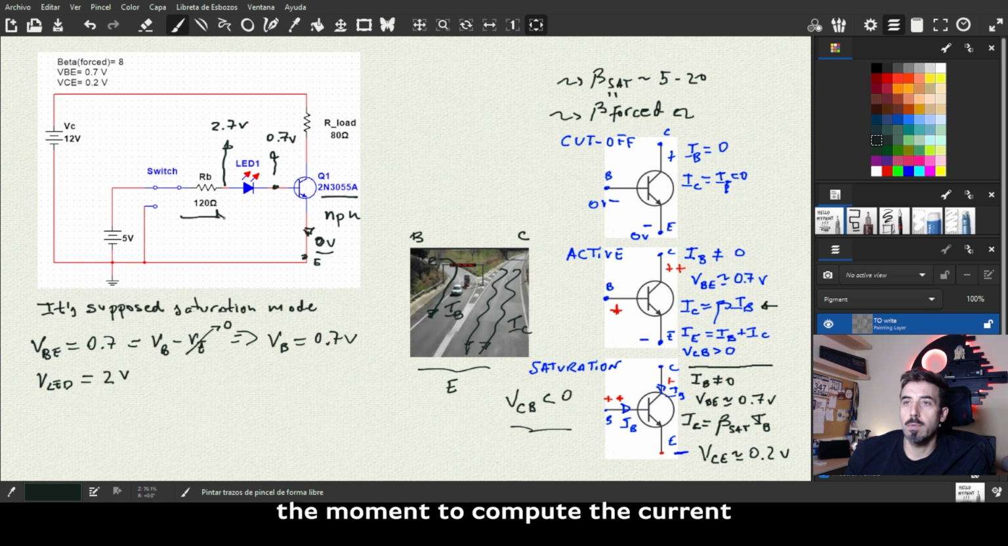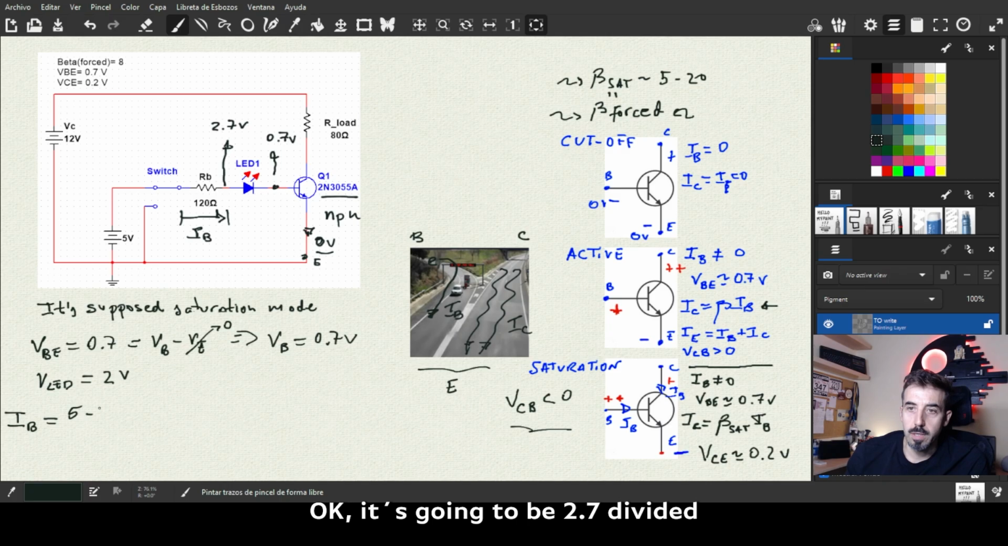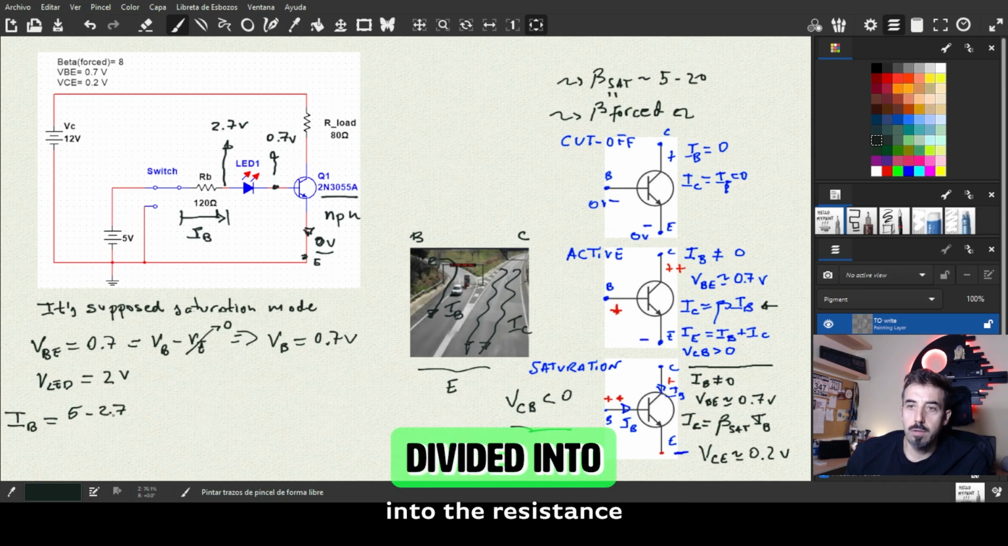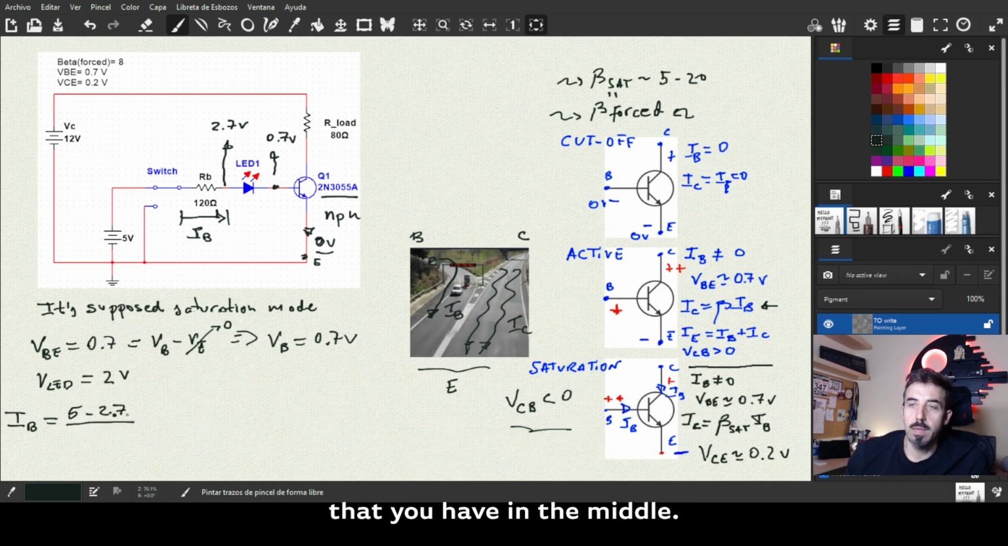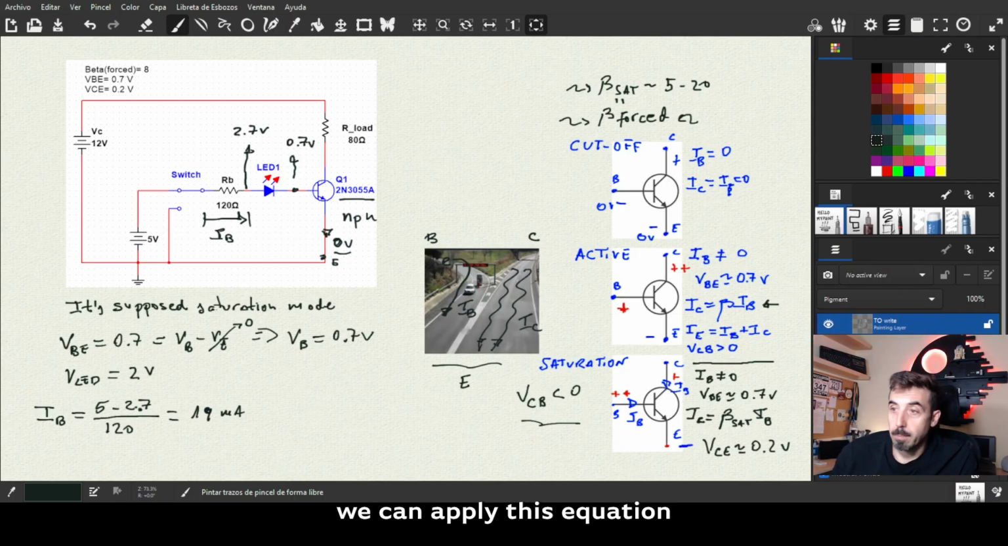Now it's the moment to compute the current through the base. The current through the base can be computed, and remember, it is the voltage at the beginning, that of the arrow, which is 5, less the voltage at the end, which is 2.7, divided by the resistance that you have in the middle, and that is 120. If you do so, that is around 19 milliamps.